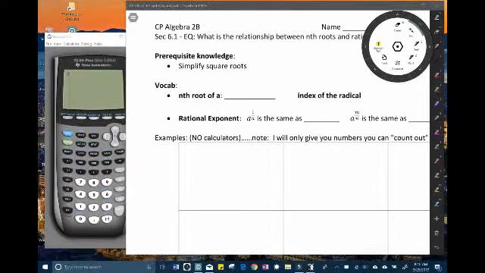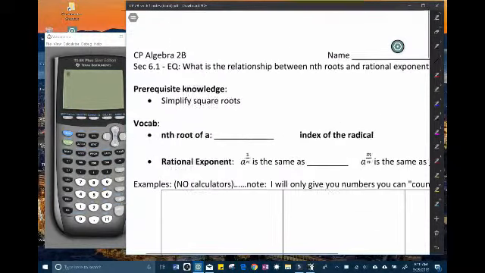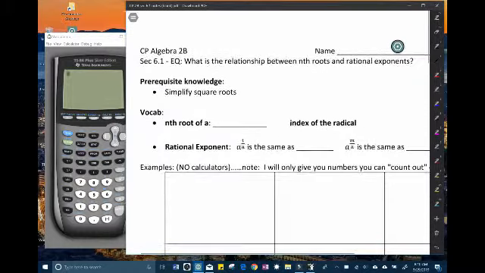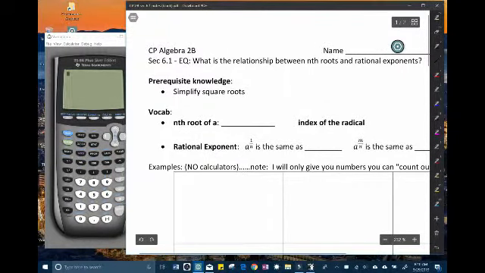This is section 6.1. What we're learning today in our essential question is, what is the relationship between nth roots and rational exponents? As we move into this chapter, it's going to be very important that you remember some old things about square roots. And square roots, what I mean by that, taking things like, what is the square root of 36? Well, hopefully you remember that is 6.